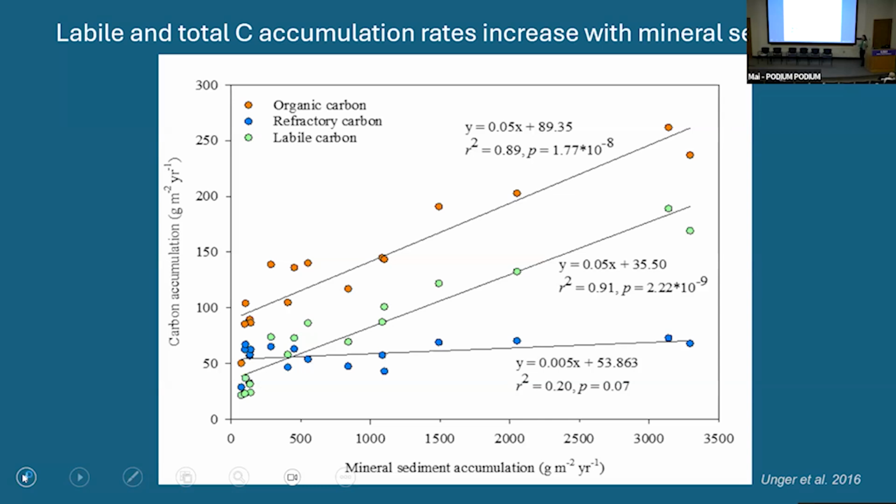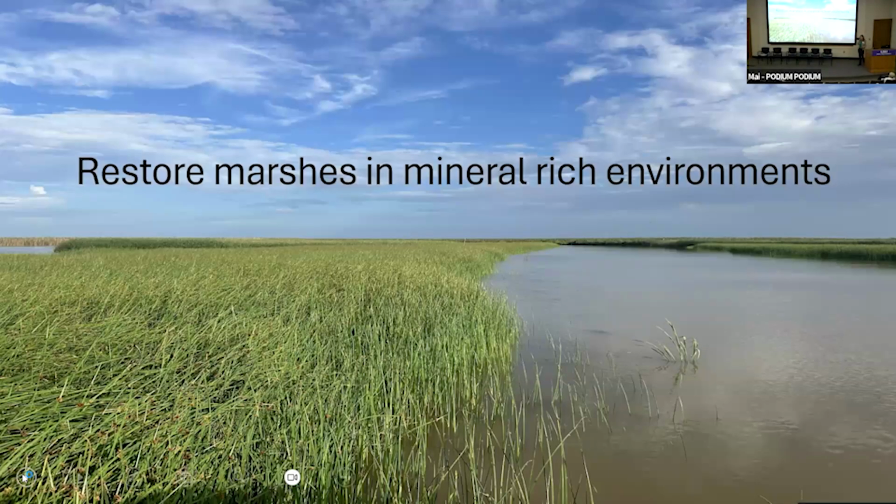So this suggests, if it holds true in other locations, that we can come up with some strategies for increasing the total carbon preservation in restoration sites by planting them in mineral-rich environments. So the take-home message is, let's try to strategize our restoration planning to restore marshes where there's a lot of mineral sediment available, if our goal is to increase carbon sequestration.